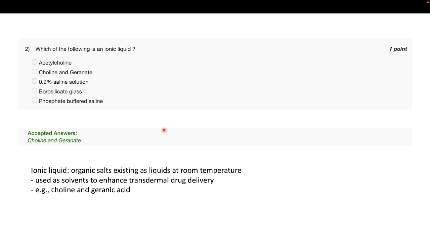One class of such chemicals is ionic liquids, which are organic salts that exist as liquids at room temperature, and they are very good solvents for a lot of organic and inorganic material as well as polymers. You have a lot of such materials on the skin in the dead cells. Two examples of ionic liquids are choline and geranate. So yeah, that's the answer. Is this clear?